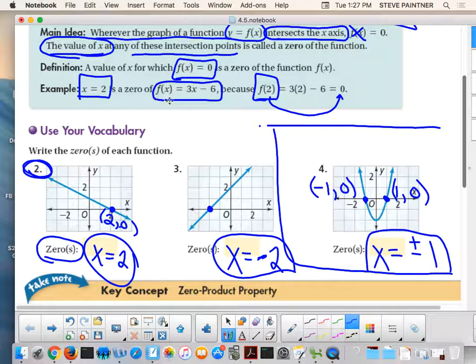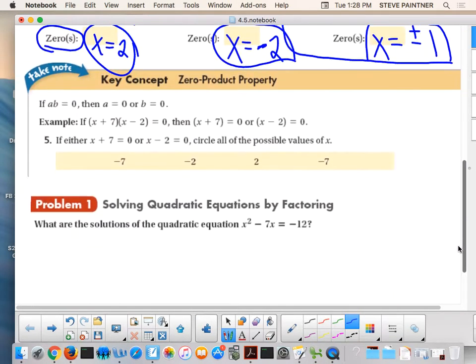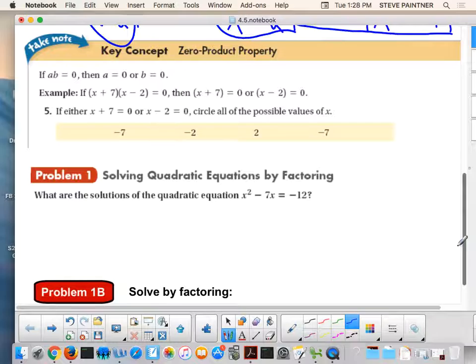So what they did is they stuck the 2 into the function. 3 times 2 minus 6. They got 0. So that's how you can check your zeros. If I want to know if my zero is right, I'll just put it into my function and see if I get 0. I'm going to ask you to check once today, just once. Do you get a feeling of what a zero is? It's where the graph intersects the x-axis. It's actually the x value that if you plug it into your function, you'll get out 0.